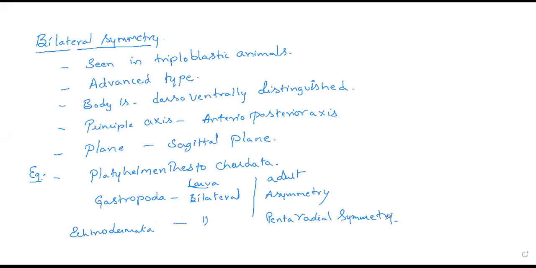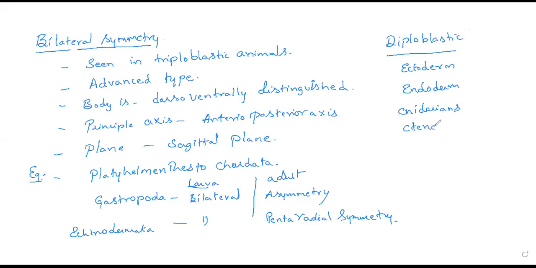Now let us go for the diploblastic animals. Diploblastic means presence of two germ layers, like outer ectoderm and inner endoderm. So in diploblastic animals, the mesoderm is absent. Examples of diploblastic animals are cnidarians and ctenophores.